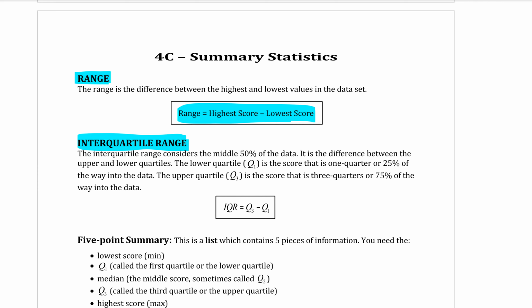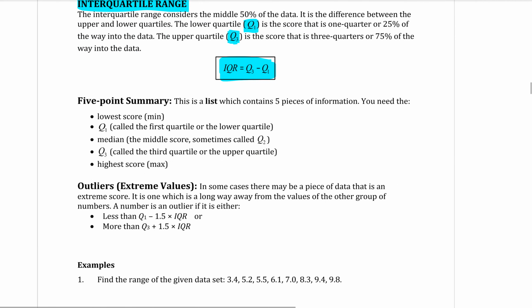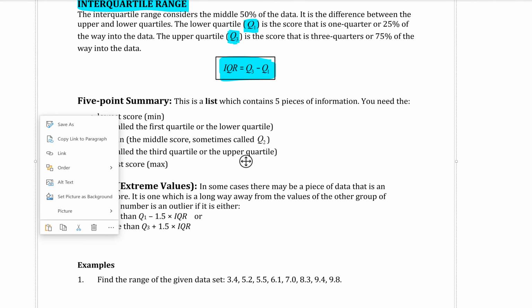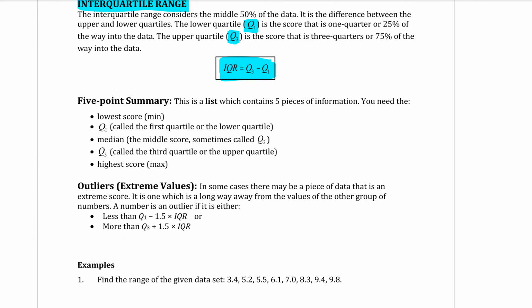If we want to find the lower quartile, the Q1, we want to do the bottom 25% of the data, and the upper quartile Q3 is showing 3/4 or 75% of the way into the data. And we have a formula for interquartile range, which is Q3 minus Q1. Also, we're going to have to find a 5-point summary. That is these 5 points here, the lowest score, the Q1, the Q2, which is also known as the median, the Q3, and the highest score. And we'll be using those in our next lesson to draw box plots.